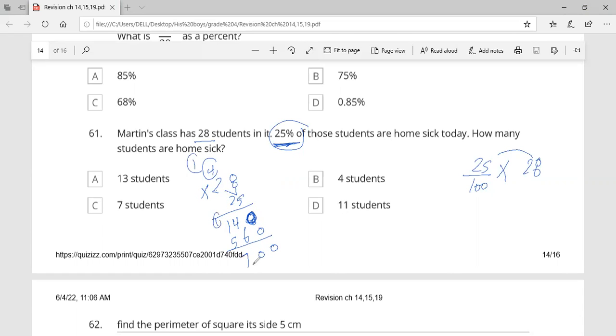It is 700. 700 over 100. We can cancel 0 and 0 or move the decimal point like this. 1, 2, you put a decimal point. The answer is going to be 7. Yes. There are many ways you can use. The answer is going to be 7. Okay. The next one.